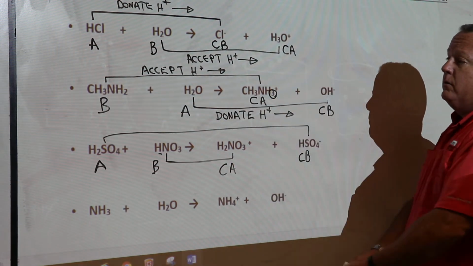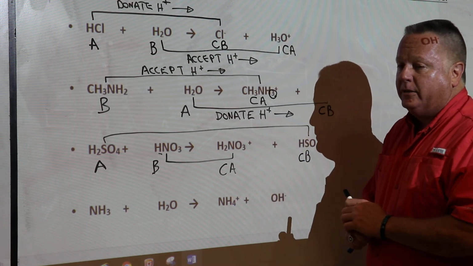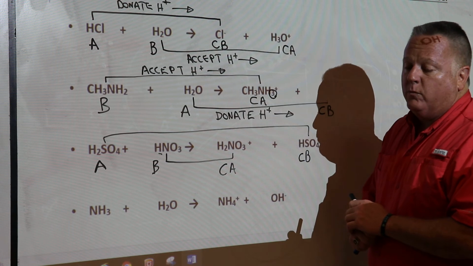Remember, this model of conjugates only applies to Bronsted-Lowry acids and bases, okay? Whole different ball game when we're talking about the Arrhenius model.